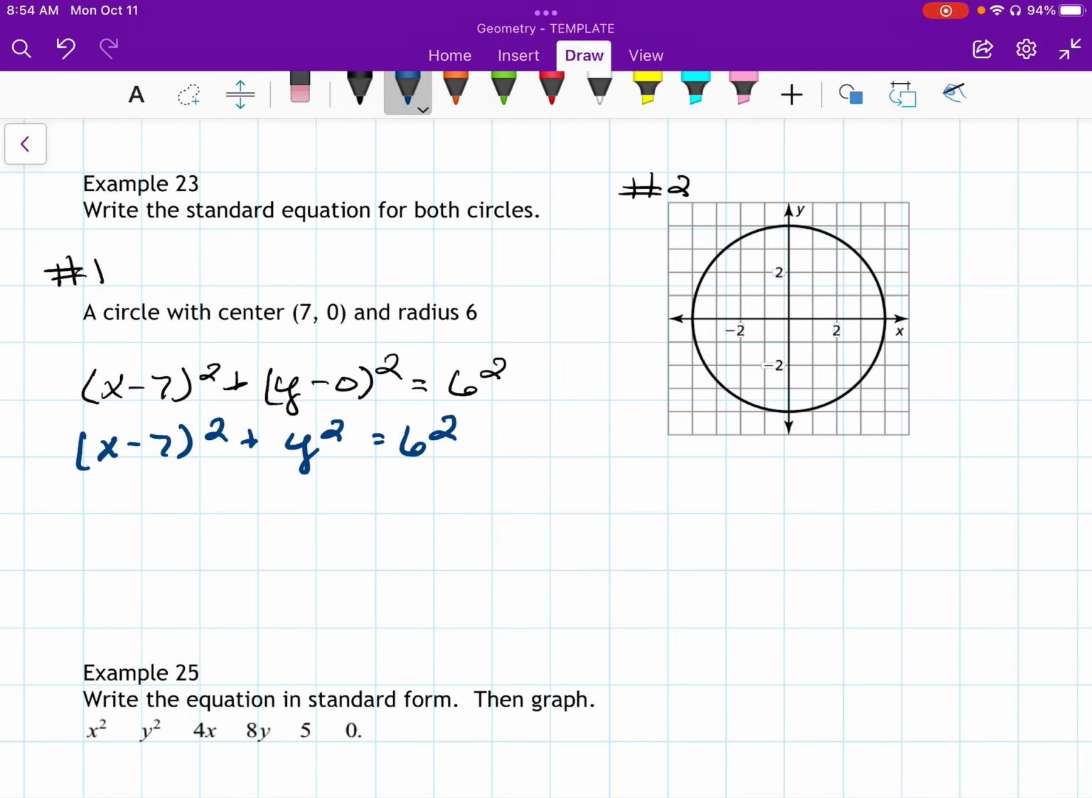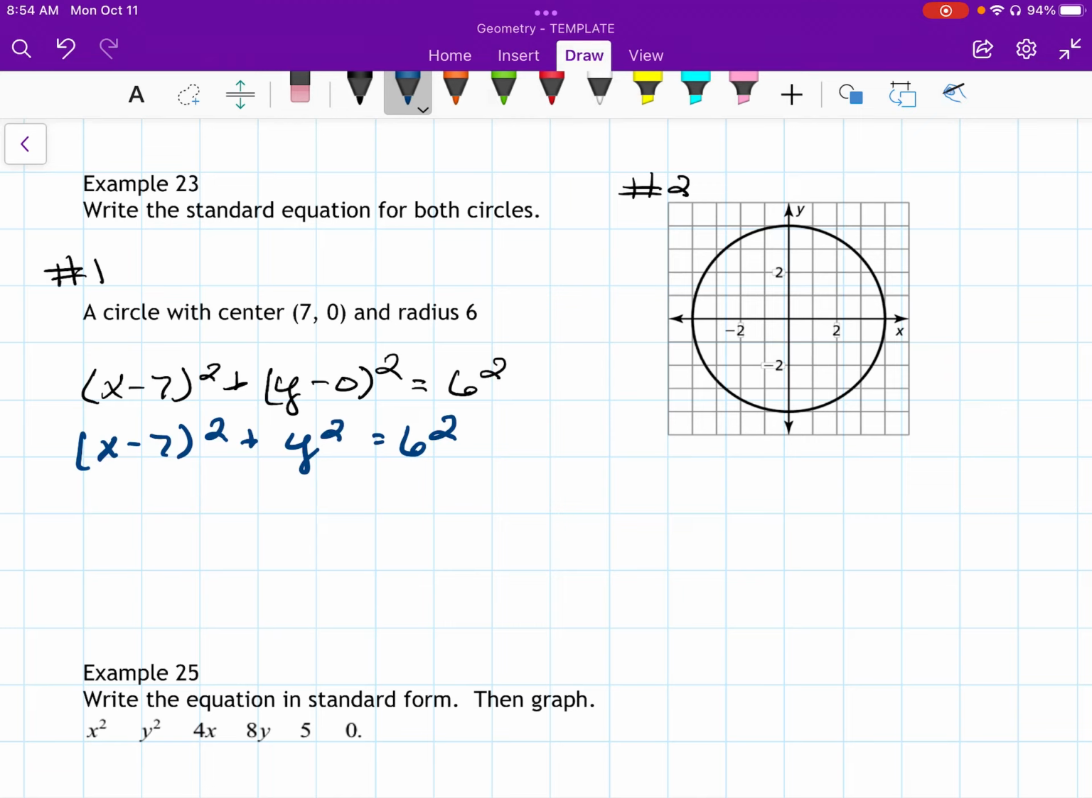Now, if it was some weird thing like 5 root 3, I'd probably leave that as whatever it was squared, right? So if your radius was some kind of weird number like 5 root 3 or some weird decimal, I'd probably just go ahead and square it and leave that in the formula. But if it's a nice number that has a perfect square or a perfect root, I'd leave it like this.